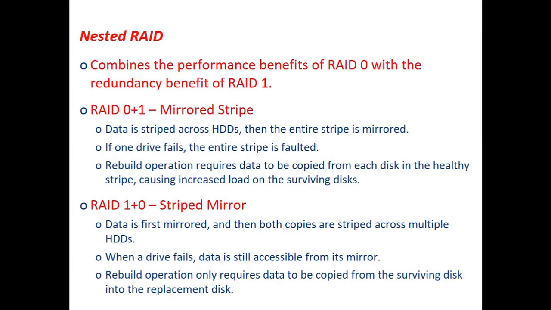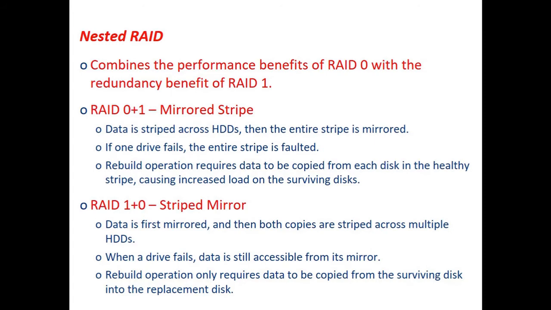Data is striped across the hard disk drives first, then the entire stripe is mirrored. If one of the hard disk drives fails, the entire stripe of data is faulted. Rebuild operation requires data to be copied from each disk in the healthy stripe, causing an increased load on the surviving disks. So that is your RAID 01. You first implement striping and then mirroring. First implement RAID 0 and then implement RAID 1 over it.